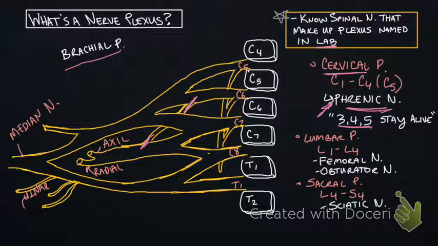Also know the lumbar plexus, which includes L1 through L4. It includes the femoral nerve and the obturator nerve. And then also the sacral plexus, which is spinal nerve L4 through S4, and includes the biggest nerve in your body, the sciatic nerve.